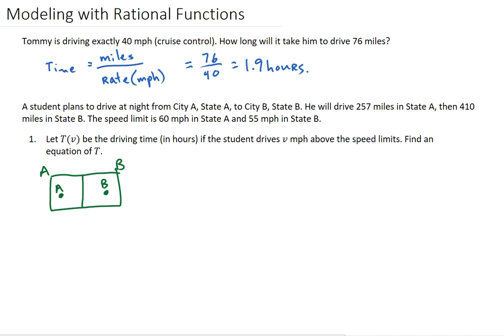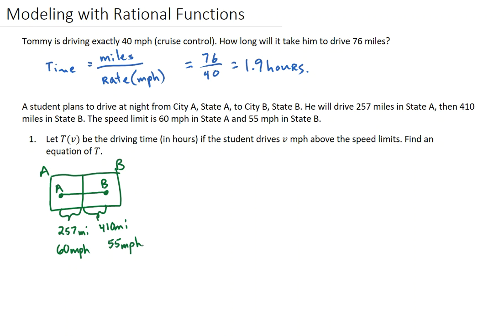Alright, now the distance we want to drive from one to the other, this may or may not be to scale. The distance that's going to be driven in State A is 257 miles. And that's going to be driven at 60 miles per hour. And then the distance for State B is going to be 410 miles. And the rate is, well, the speed limit, 55 miles per hour. So that's all of the information there about the states.